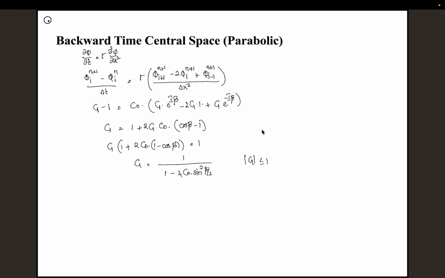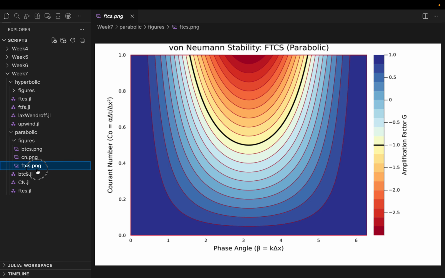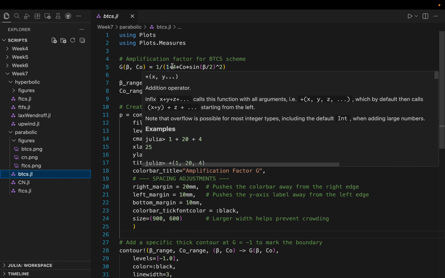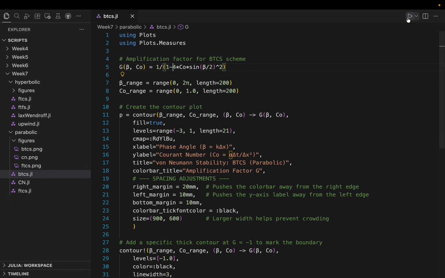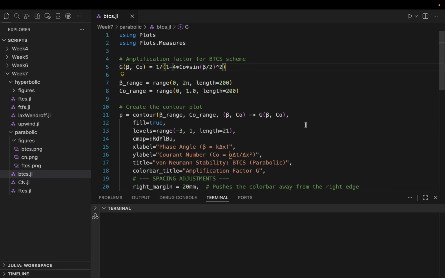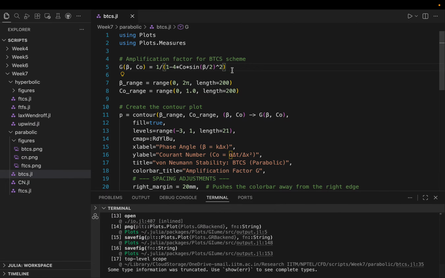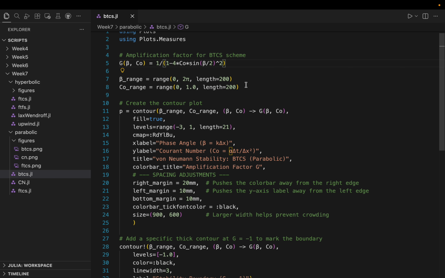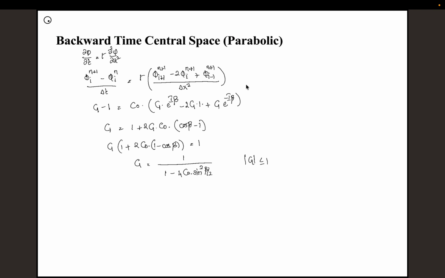Similarly, we can make a plot. We can also use the same way here. Okay, I think this is minus. So g will be a function of 1 by 1 minus 4 times the Courant number times sine square beta by 2. I'll get back to this a little later. But from this we can derive the values of g. What would be the value of the Courant number for which this is satisfied? Sine square beta by 2 is going to be between 0 and 1.